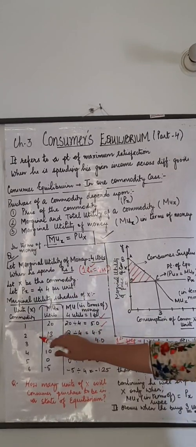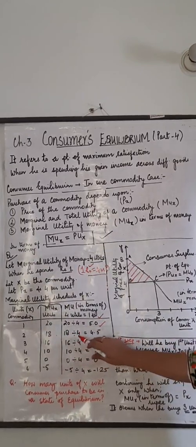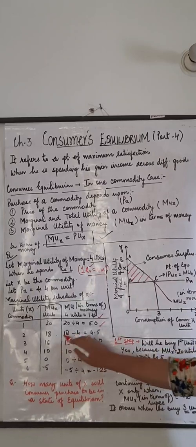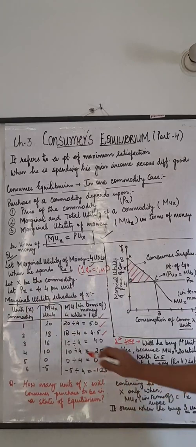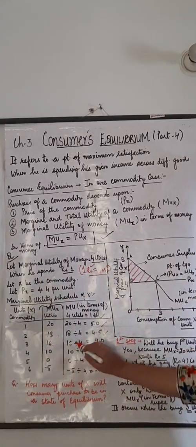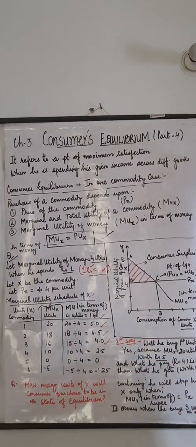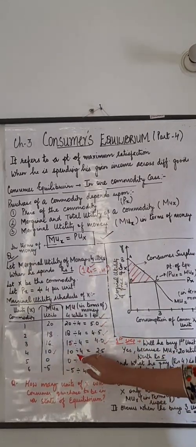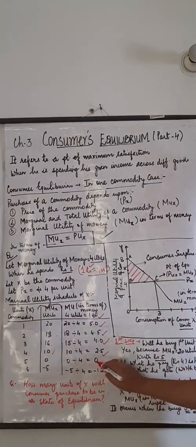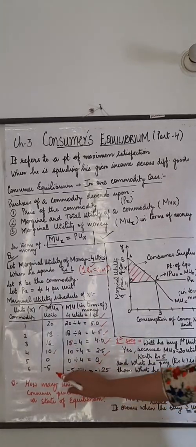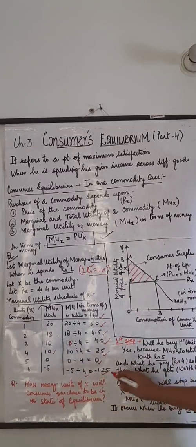And on consuming the second unit, it was 18 MUX, and 18 divided by 4 is 4.5. Now the third, it is 16. 16 divided by 4 equals 4. Then it is 10. 10 divided by 4 is 2.5. Then 0 divided by 4 is 0. And then minus 5 divided by 4 is minus 1.25.